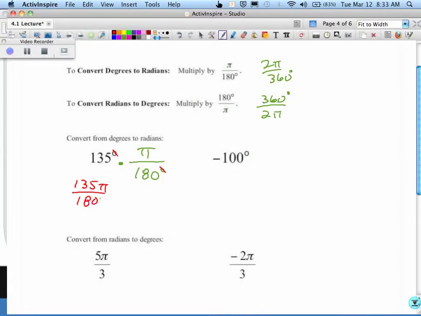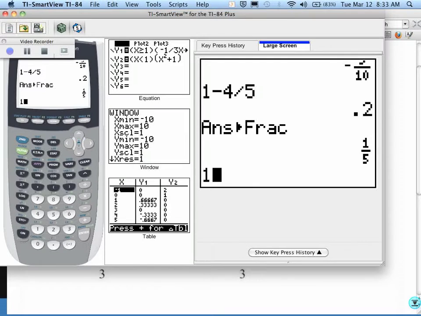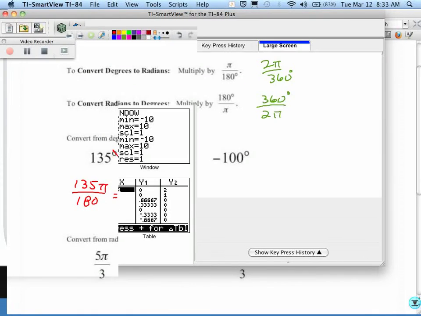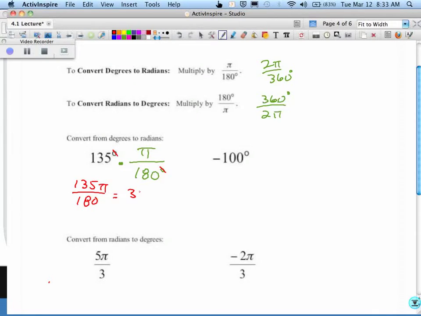Can 135 over 180 be reduced? 135 divided by, I already forgot what I wrote down. 180. Math, enter, enter. 3 pi over 4. That will take you all of 5 seconds.